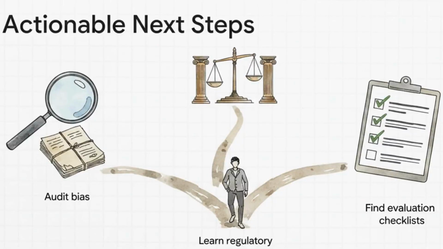So, based on everything we've covered, you've got a clear, actionable menu for your next steps. Are you looking to immediately audit bias in an existing dataset you're working with? Or perhaps you need to get up to speed on the emerging AI regulatory frameworks that are going to govern these systems legally. Or maybe you just want to find some solid evaluation checklists for your upcoming AI deployment to make sure you're hitting all 4 pillars. All of these are proactive steps you can take today to build better, fairer technology.